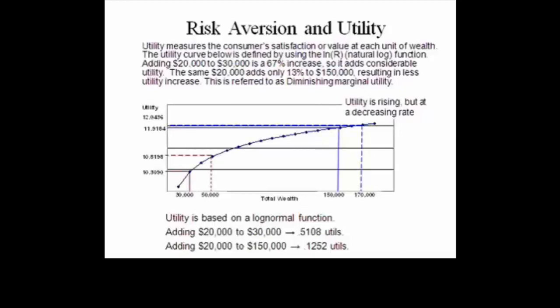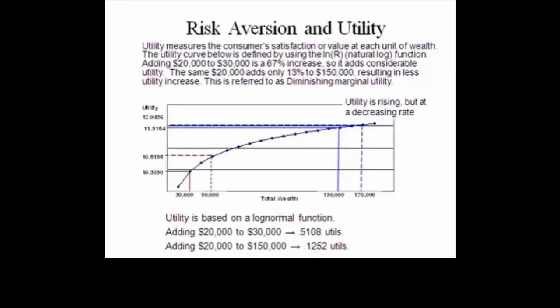If we move from $150,000 to $170,000, we gain a much smaller increase, this time only 0.1252 UTILS, even though the wealth rose by the same $20,000. In a log normal function, the rise in utility is based on the percentage rather than the dollar increase in wealth. For any x value in a log normal function, a rise of 67% will result in a 0.5108 rise in the y value.